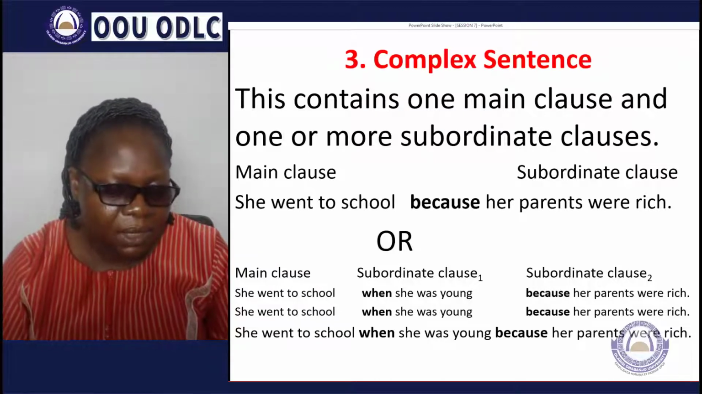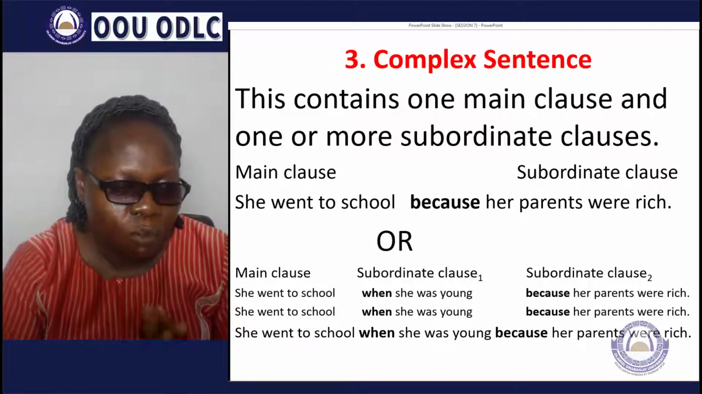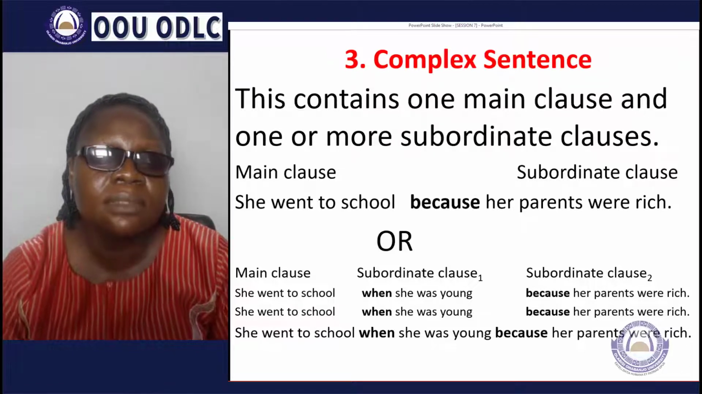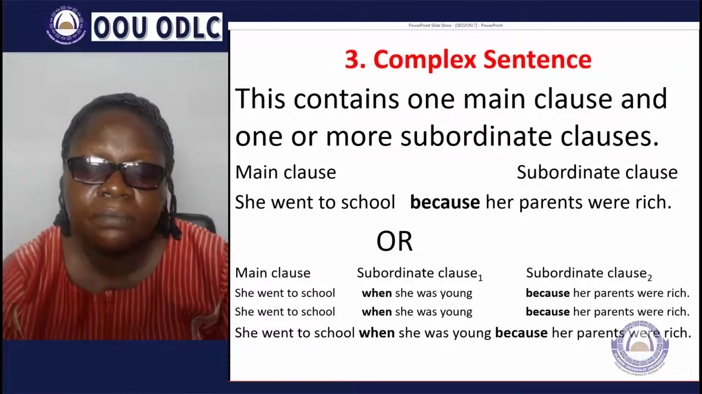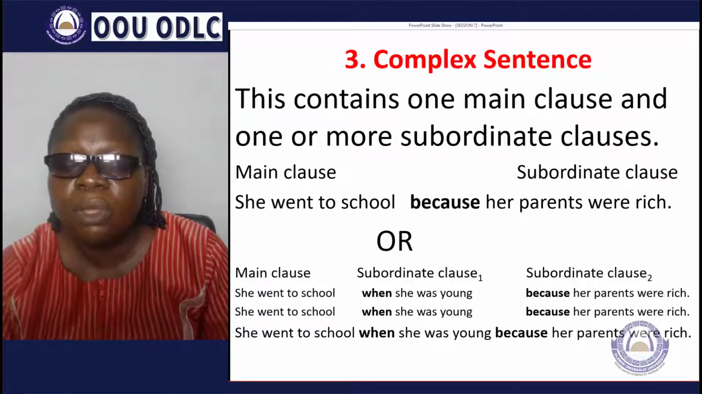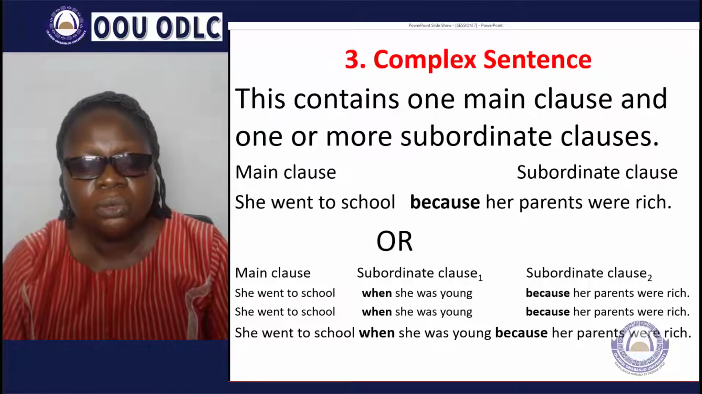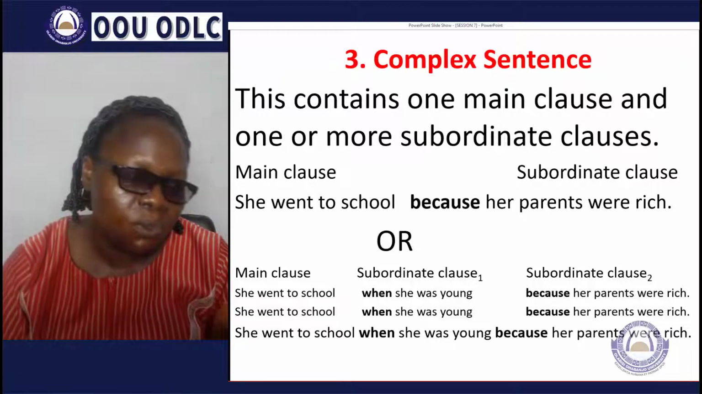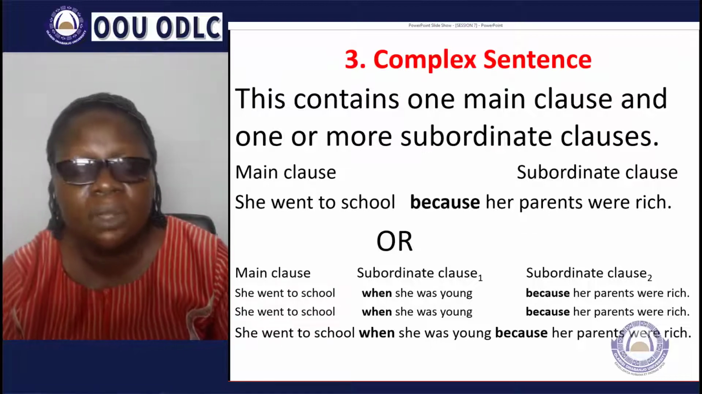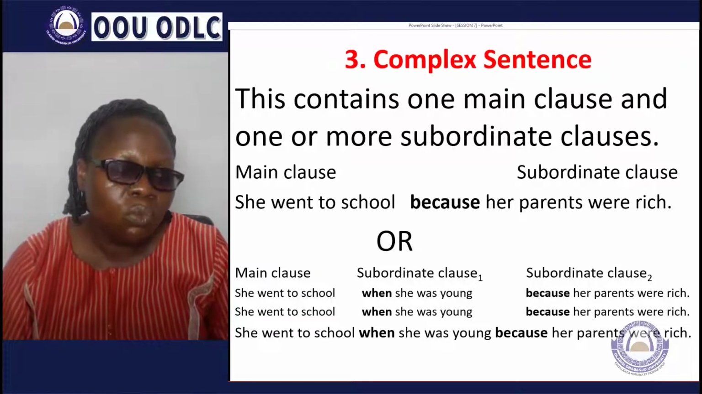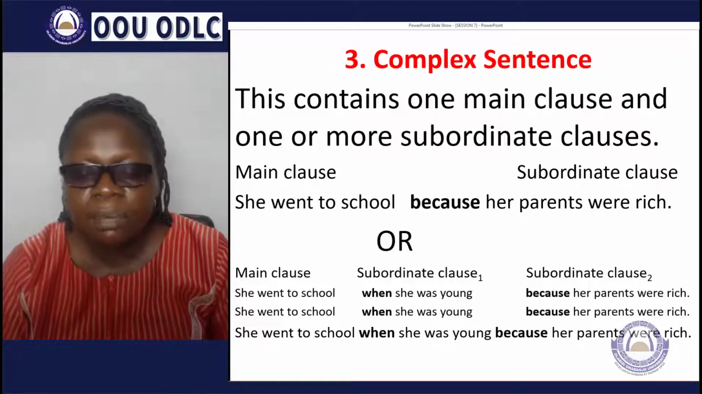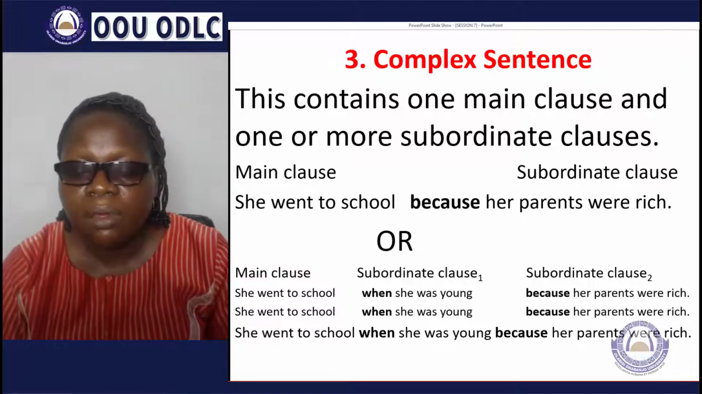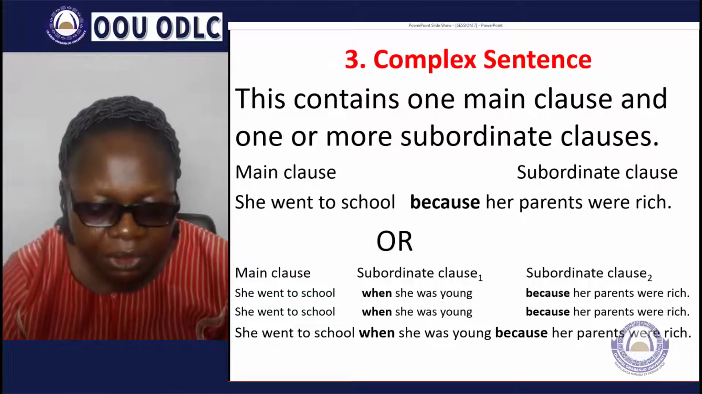So, look at the second example. Here, we have one main clause. She went to school. Then we have subordinate clause 1. When she was young. Subordinate clause 2. Because her parents were rich. So, to generate a single sentence, we need to bring these three together, that is the one main clause and the two subordinate clauses. So that we have, she went to school when she was young because her parents were rich.